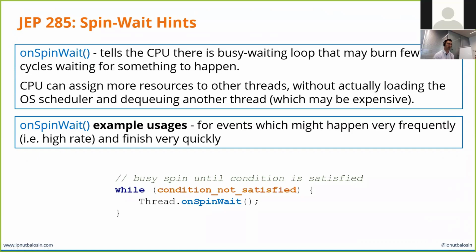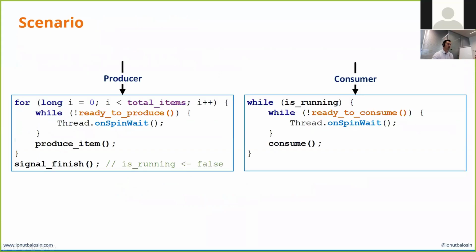And we will see how it is implemented on x86 architectures. So basically the API is like this. While I'm waiting for a condition which is not satisfied, I could say Thread.onSpinWait. This is a possible scenario that you might use.